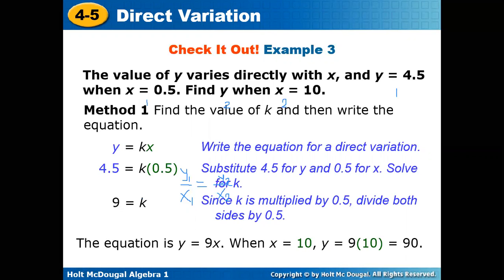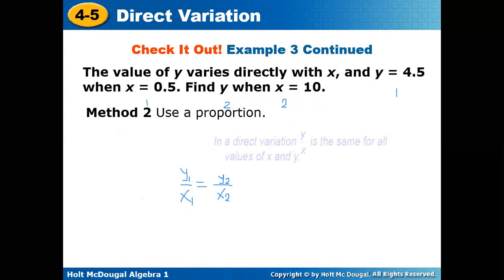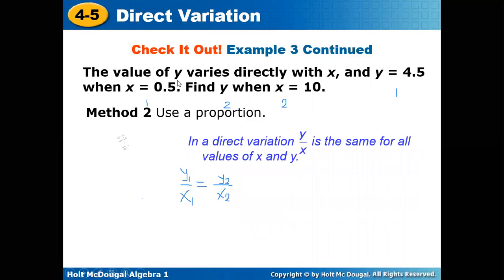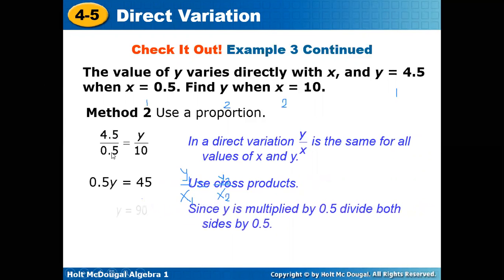Now you can replace this k and put its value, which is 9. Now we have the equation already, so we can replace x and put the second x, which is 10. So we have y equals 9 by 10, which is 90. And you can use the proportional and write this rule, and then substitute. You will find that you can find the value of y by multiplying 4.5 by 10 over 0.5. Directly, you will find the result is also 90.